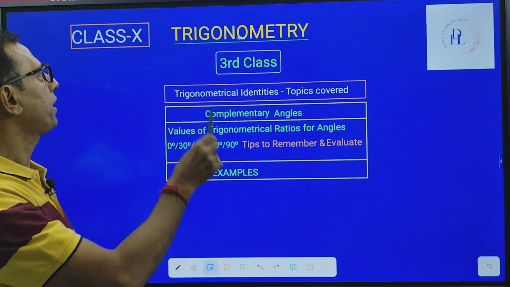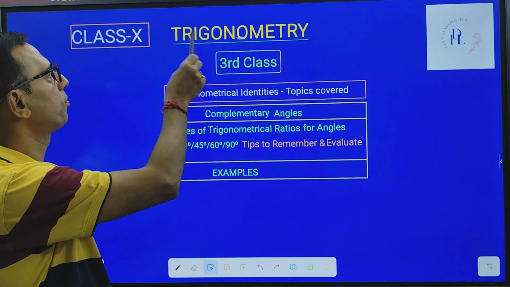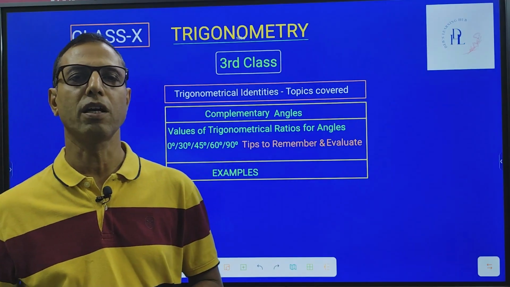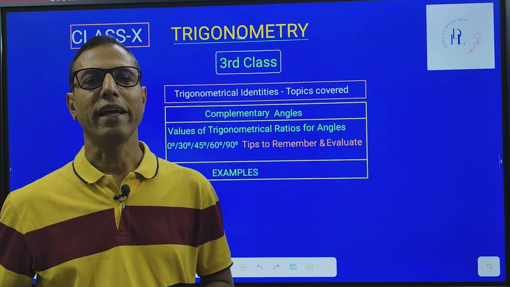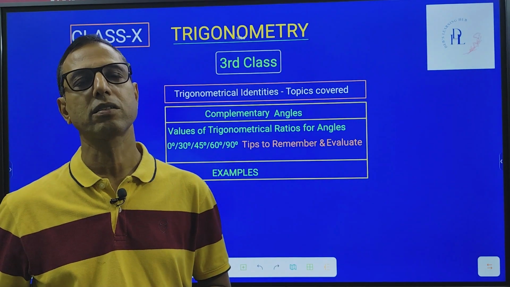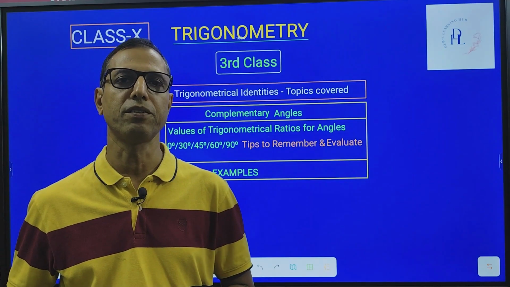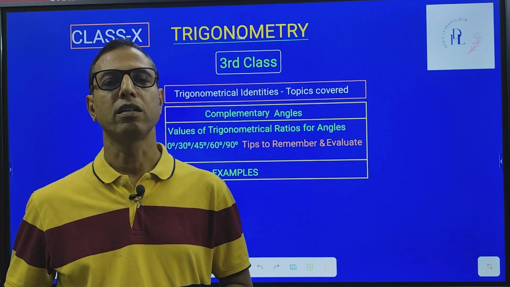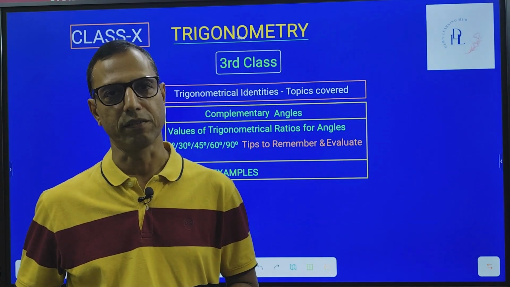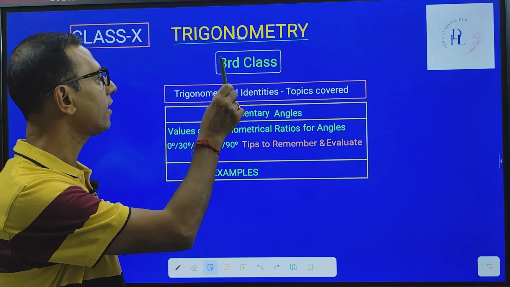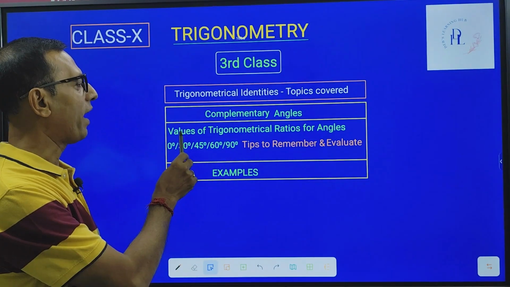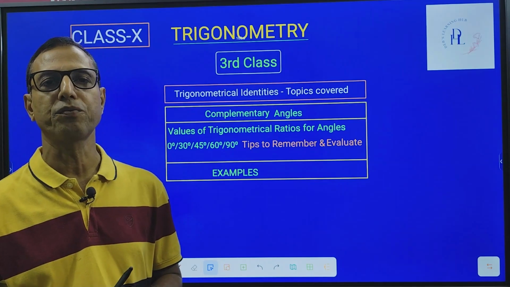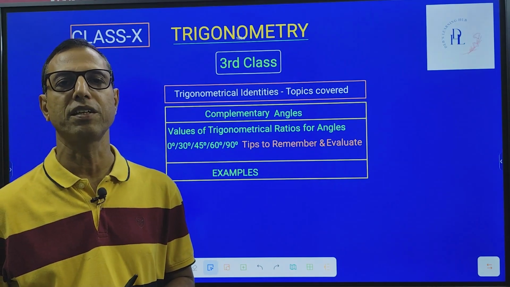Today we are going to take the class on trigonometry of class 10. This is the third class. In the first two classes I have covered examples or exercises as well as the overall idea of the trigonometrical ratios, the relation between them and the square formulas of trigonometrical ratios. So in today's third class, I am going to cover values of trigonometrical ratios for angles 0 degree, 30 degree, 45 degree, 60 degree and 90 degree.